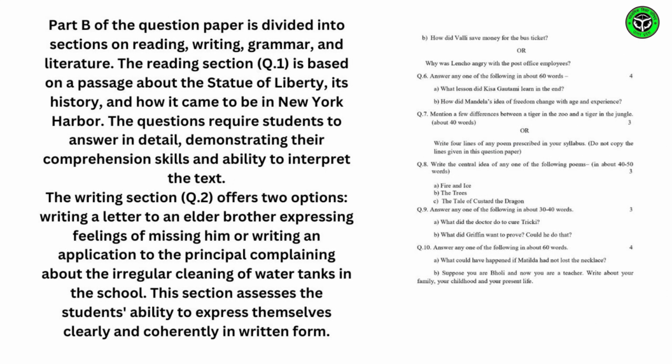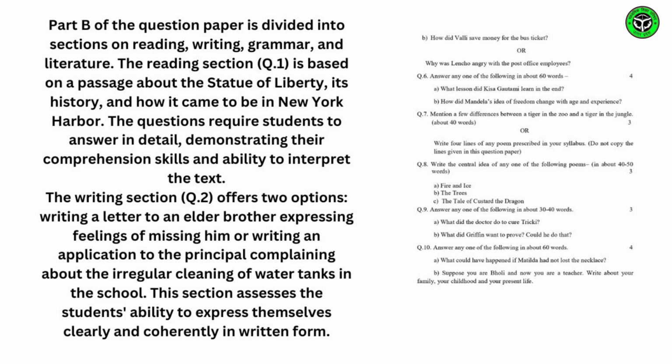Part B of the question paper is divided into sections on reading, writing, grammar, and literature. The reading section, question 1, is based on a passage about the Statue of Liberty, its history, and how it came to be in New York Harbor. The questions require students to answer in detail, demonstrating their comprehension skills and ability to interpret the text.